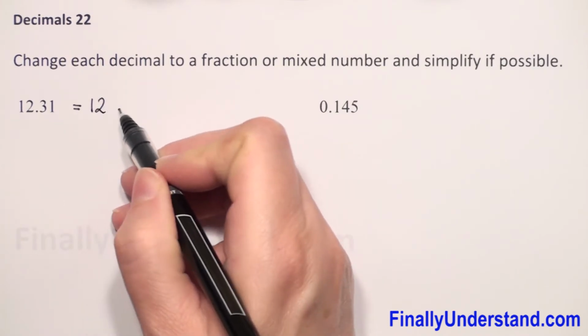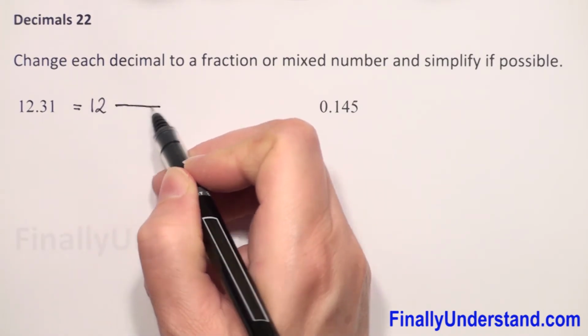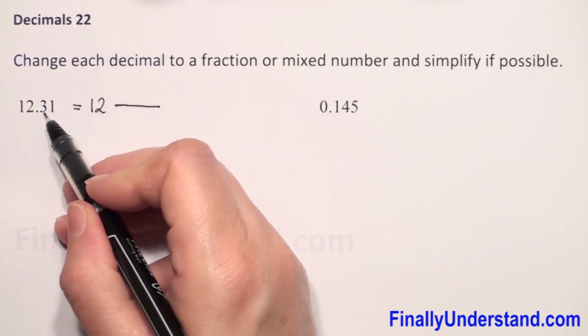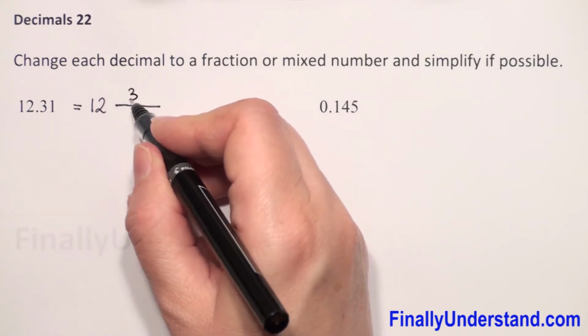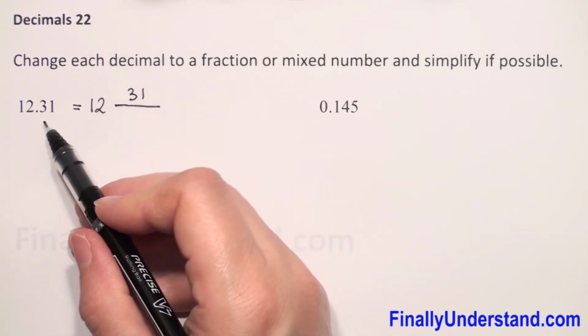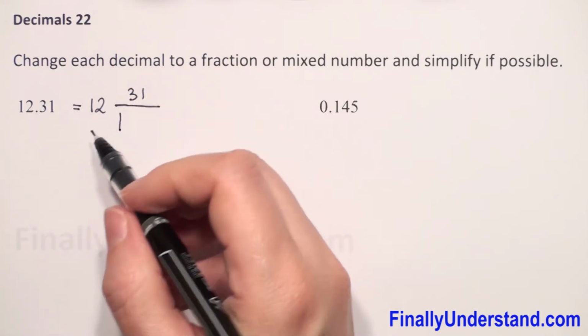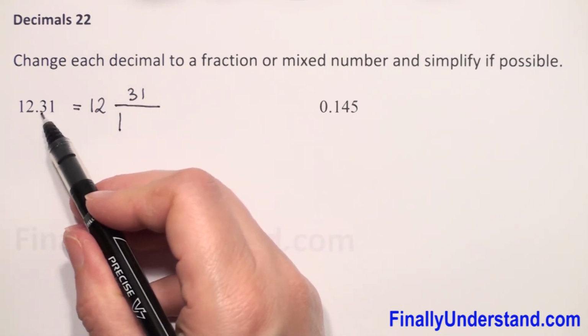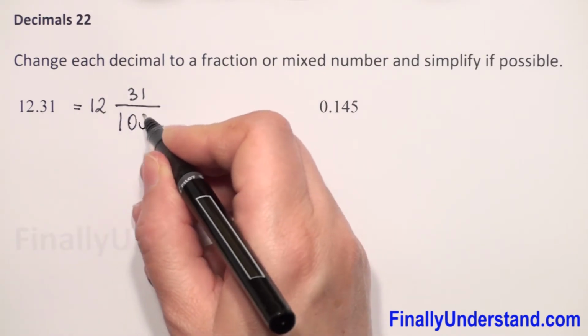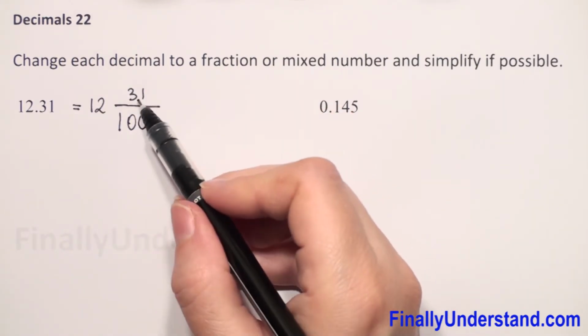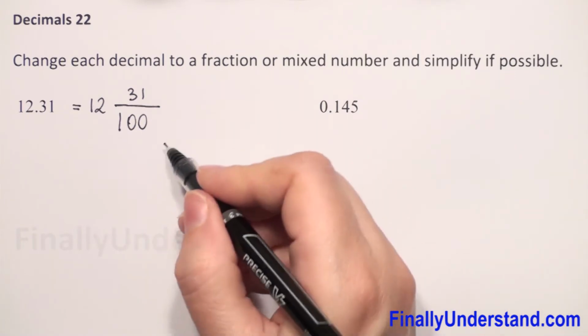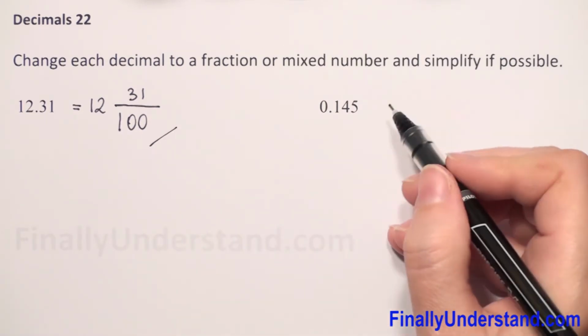This is 12. Next we have to draw a fraction bar. Whatever we have after the decimal point, we write in the numerator. And the denominator is always 1, and we just add as many zeros as we have digits after the decimal point. Here there are 2, so we add 2 zeros to the denominator. We cannot reduce 31 with 100, so this is the solution to the first example.